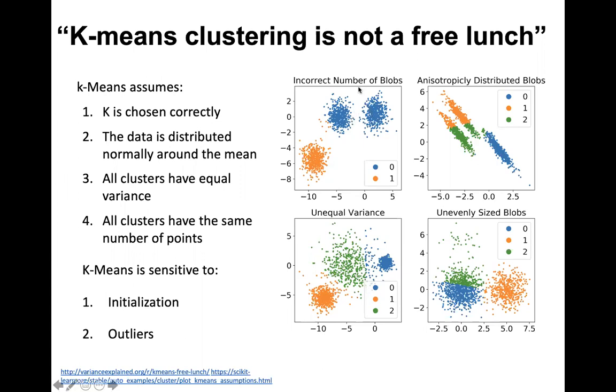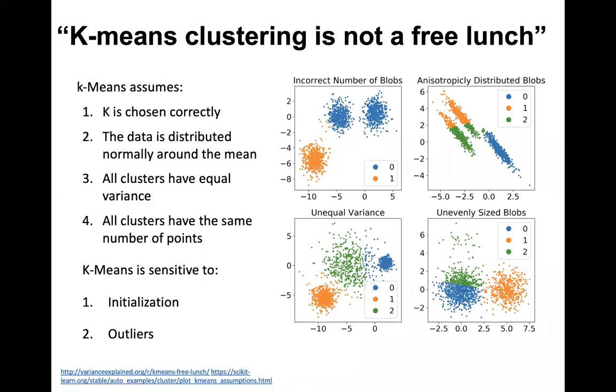So these are some points taken from a really good blog post called K-means is not a free lunch, which lists a number of assumptions. If you're interested, I would recommend reading it. There are basically a few ideas. One is that K is chosen correctly. So here we have what I would call the incorrect number of blobs case, where you have 3 blobs.